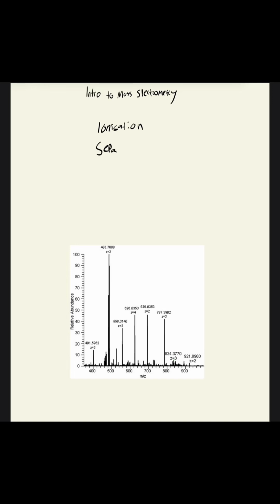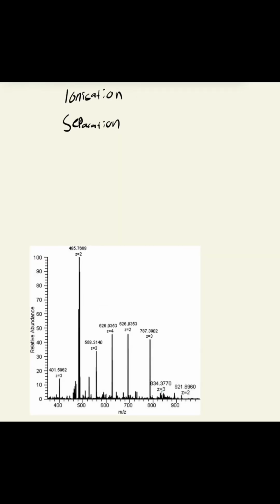And then step 3 is detection. So detection refers to the separated ions being detected and recorded, producing a mass spectrum, which is a plot of relative abundance against mass to charge ratio. And then we'll get something that looks like this graph down the bottom.